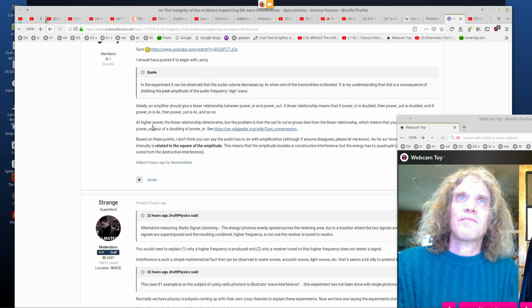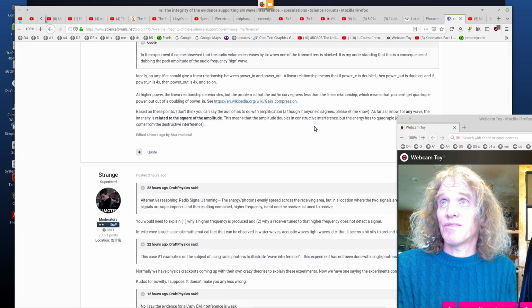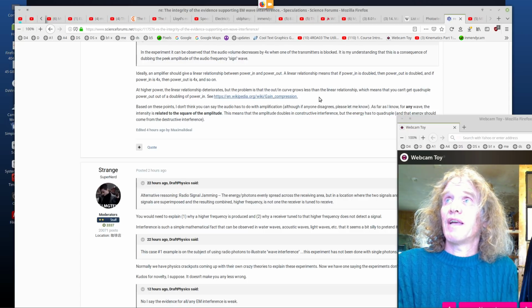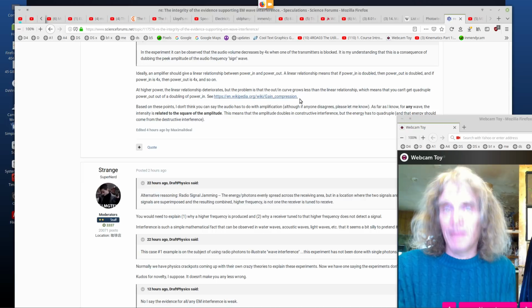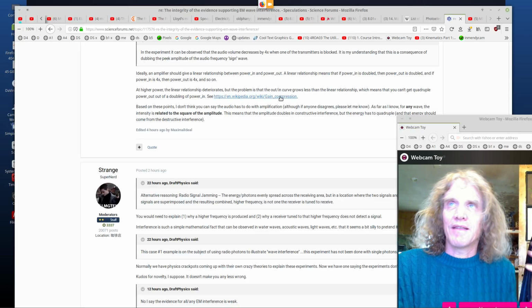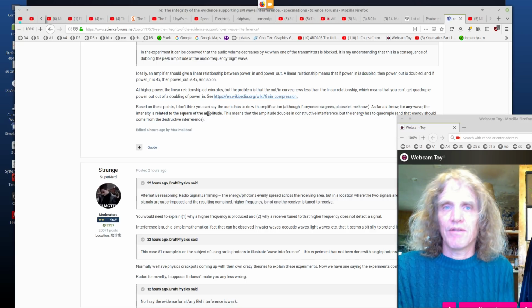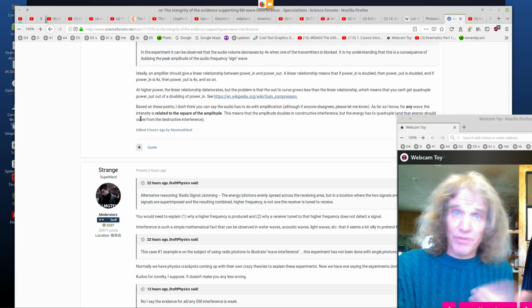You'll end up with a 4 times increase because of the waveform of the audio signal, not because of anything else. At higher power, the linear relationship deteriorates, but the problem is that the out-in curve grows less with the linear relationship, which means that you can't get quadruple the power out of a doubling of power in. Well, that's why I would argue that it's not really 4 times, it's really the pi argument is 3.1 times. But anyway, he goes to a Wikipedia article on gain compression, which again, is all just stuff that happens in the amplifier. It doesn't really have anything to do with the base signal and whether the base signal is getting to the locations, whether the light is hitting those surfaces.